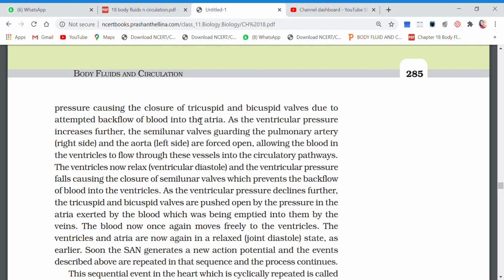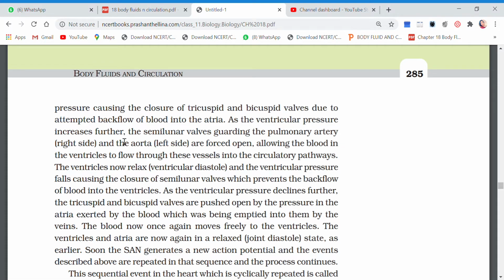Now, because it is closed from all sides, the ventricular pressure is increasing further, right? But why is ventricular pressure increasing? Because there are so many factors. First, the semilunar valves were closed and the blood entered the ventricle. Then, because ventricles are also contracting, the volume is reduced, and because of that also the pressure increased, and now the tricuspid and bicuspid valves are also closed, so now the pressure will increase further.